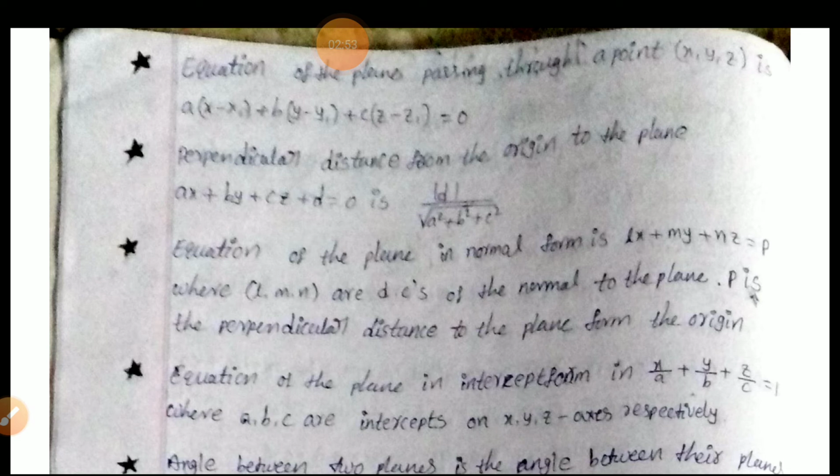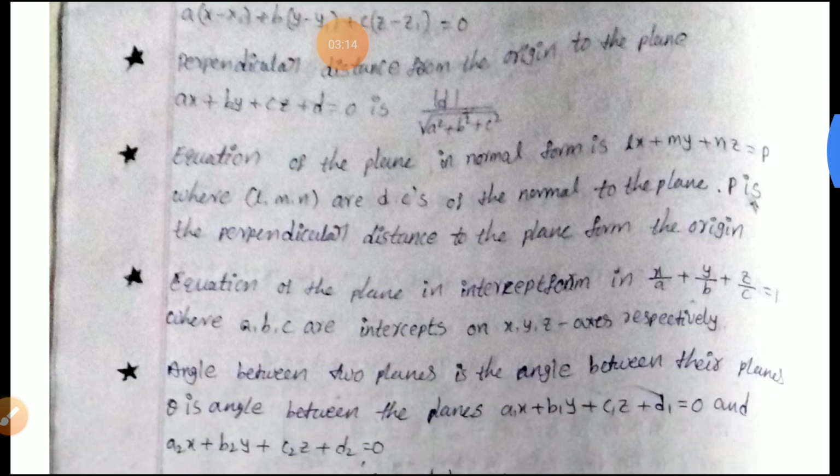Similarly, the equation of the plane in the normal form is given by lx plus my plus nz equal to p, where l, m, n are the DCs of the normal to the plane and p is the perpendicular distance from the origin to the plane. Now the equation of the plane in the intercept form is given by x by a plus y by b plus z by c equal to 1, where a, b, c are the intercepts on the x, y, z axes respectively.